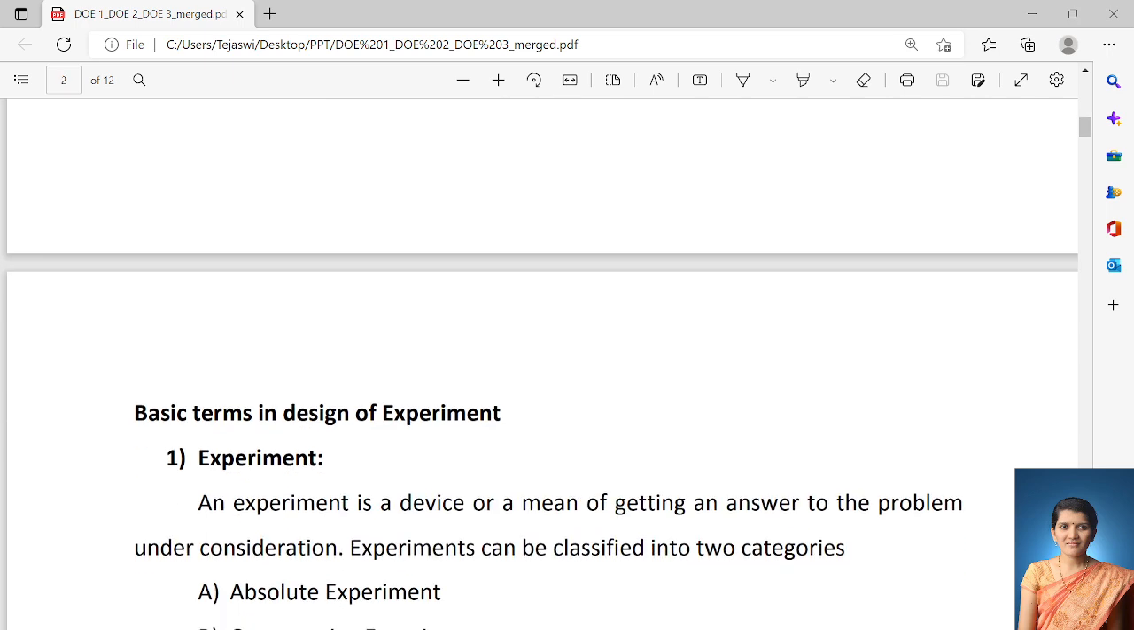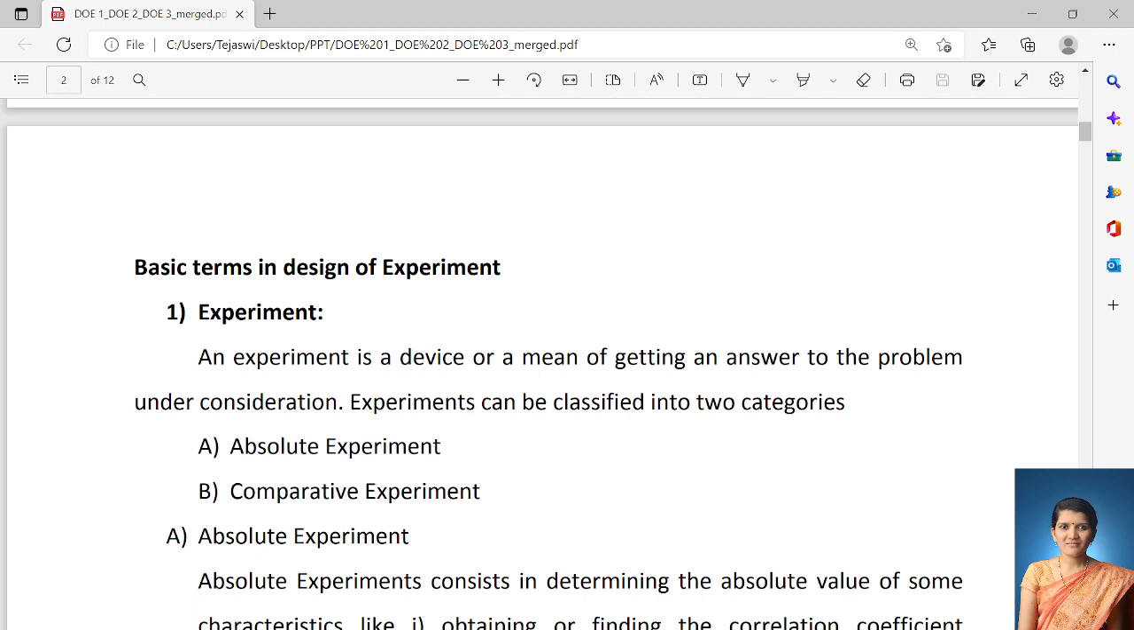Now we see some basic terminology which is used in the designs of experiment. So we start with the first term, experiment. So what is meant by experiment? Experiment is a device or means of getting an answer to the problem under consideration. So experiment can be defined into two categories, absolute experiment and comparative experiment. Absolute experiment means taking only one value and comparative means comparison between two values.